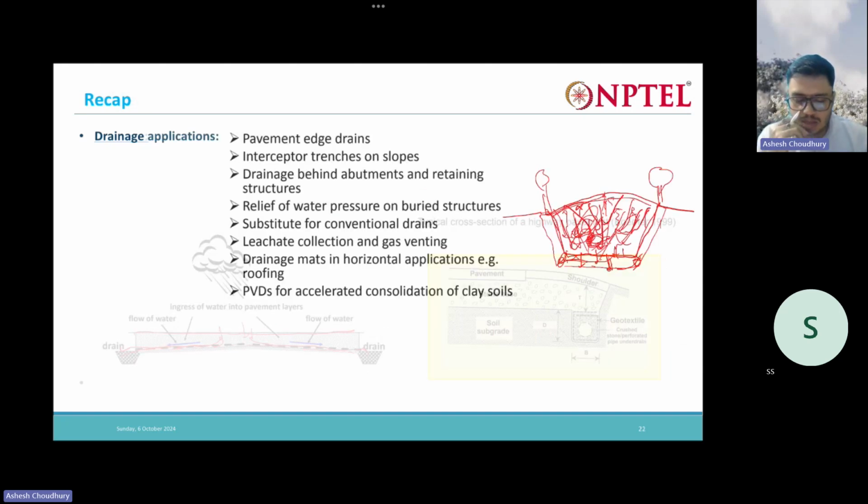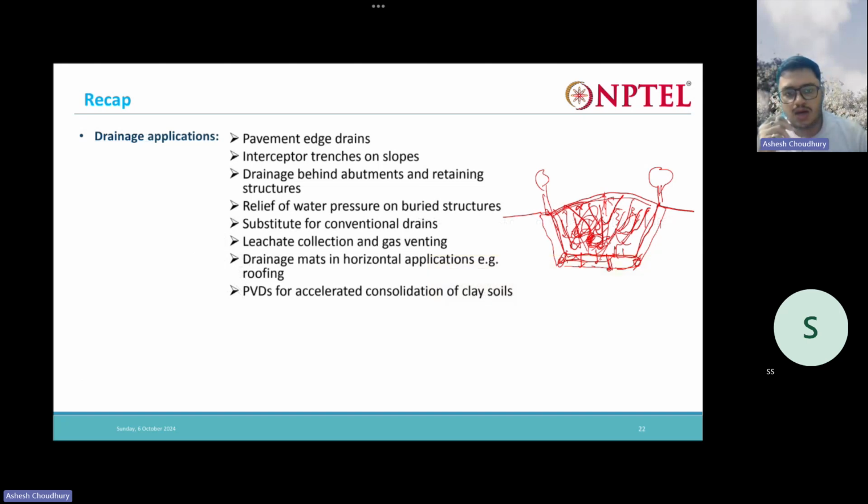So these are the various applications of drainage: maintained raised interceptor trenches on slopes, drainage behind abutments and retaining structures, relief of water pressure on body structures, substitute for conventional drains, leachate collection and gas venting, drainage mats in horizontal applications such as roofing, and PVDs for accelerated consolidation of clay. You already know PVDs, and leachate collection I discussed in the previous session, so I'm not going to repeat that again.